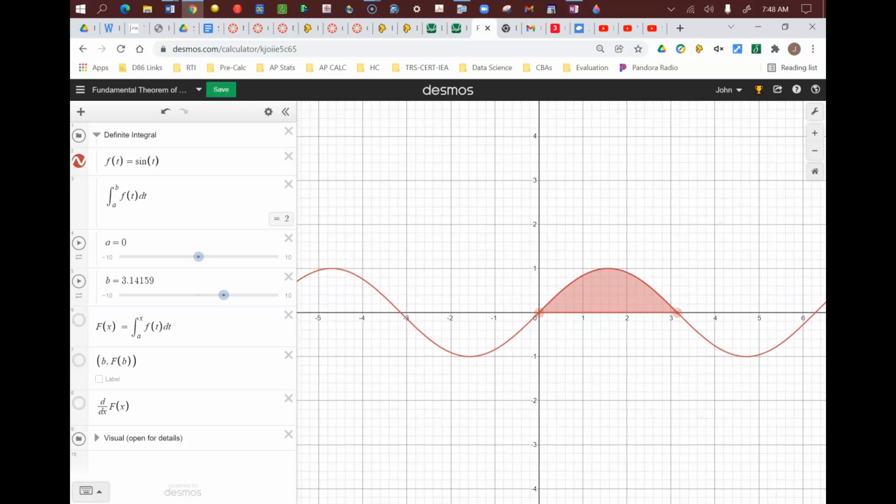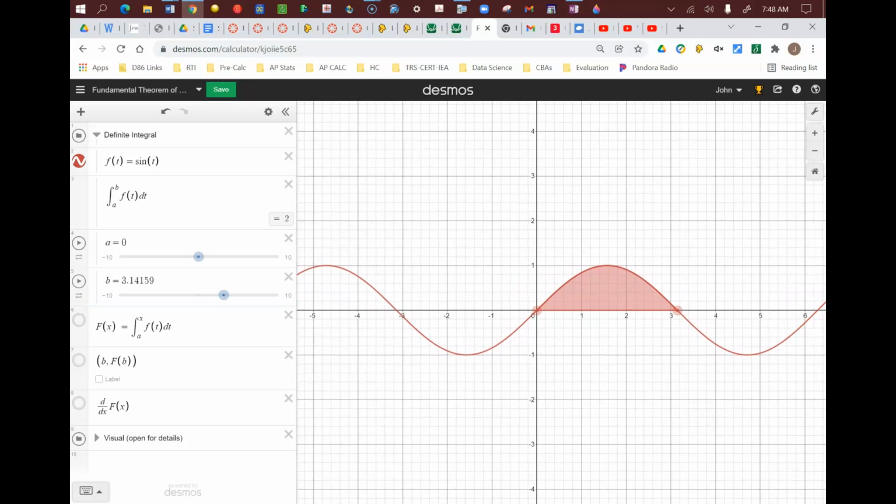And what you see here on this Desmos demonstration is a graph of what is called a definite integral. It's an integral that has specific lower bound and upper bound. And this integral is represented by the shaded region in red here between the function sine of t and the x-axis. And as you can see, that value is 2. So if you look at the third line in the upper right, it says that the integral from a to b of f of t dt is equal to 2. A is 0 and b is pi.